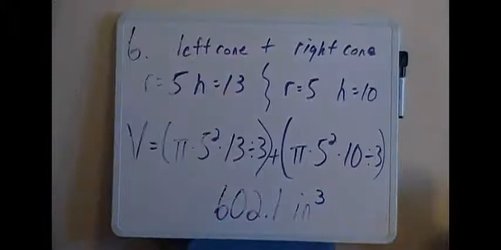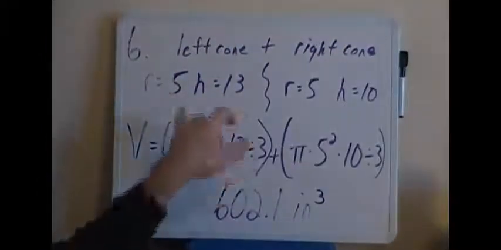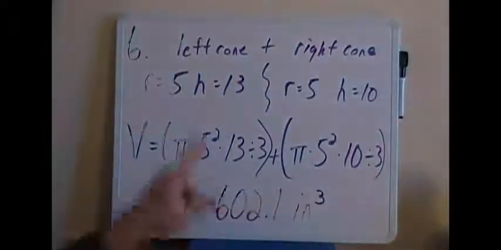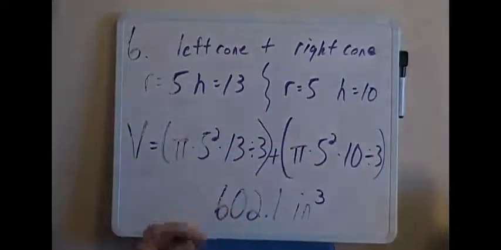Problem number 6. We have a left cone and a right cone. They're both cones. We're going to divide both by 3. We have radius of 5 for both. We have a height of 13 on the left, a height of 10 on the right.